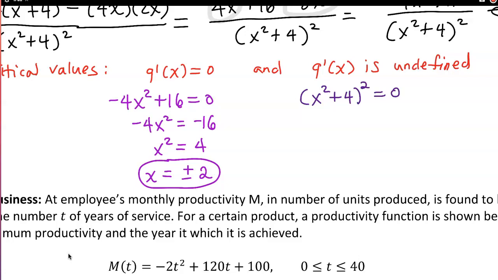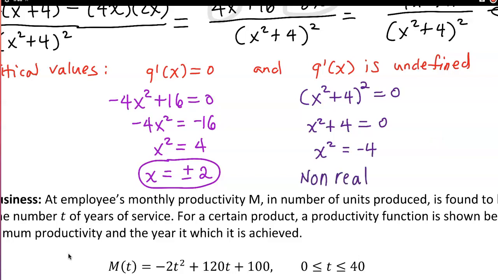Let me solve the one on the right where the function is undefined. If I take the square root of both sides to get rid of that squaring, I will still get 0 on the other side. Subtract 4 from both sides, I get x squared equals negative 4. If you take the square root of both sides, you realize that we're about to get something imaginary. So guess what? This function is never undefined.